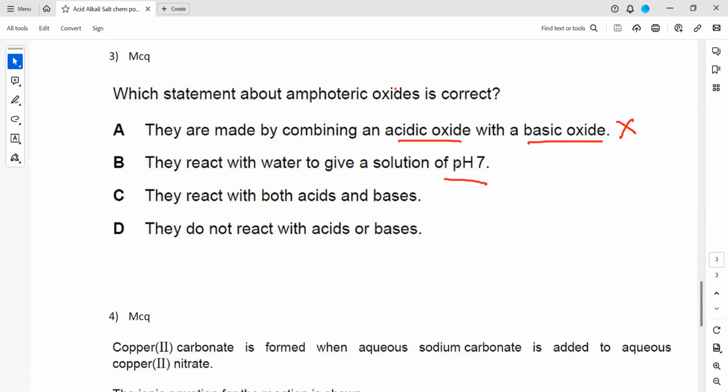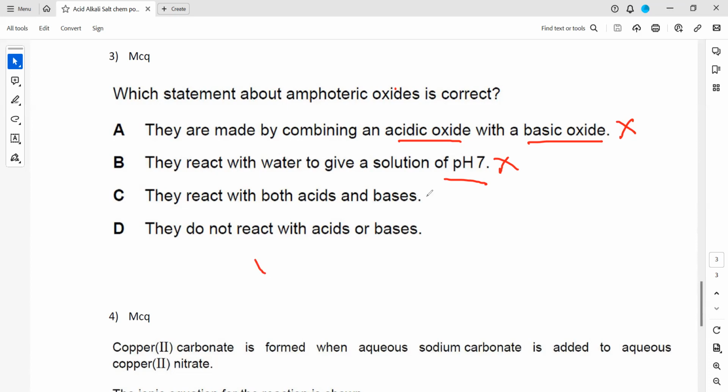It does not, because the amphoteric oxides are actually insoluble in water, they do not dissolve. That is a characteristic of amphoteric oxide. So this is again wrong. Why is it wrong? Because it does not react with or dissolve in water to give a solution. It does not even dissolve or react.